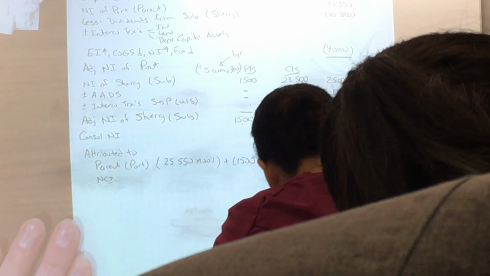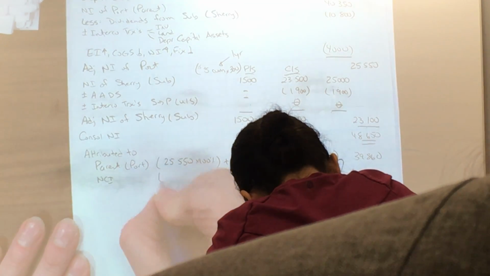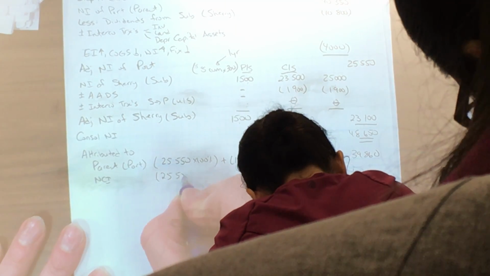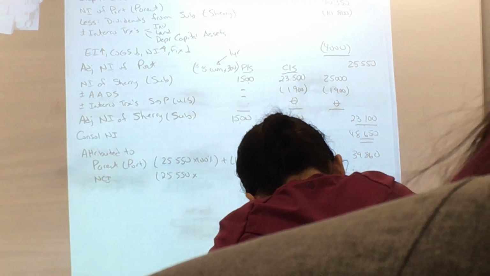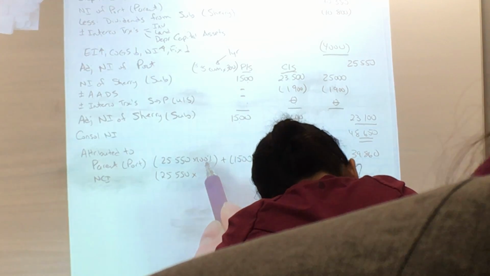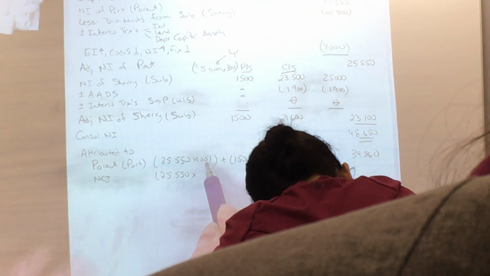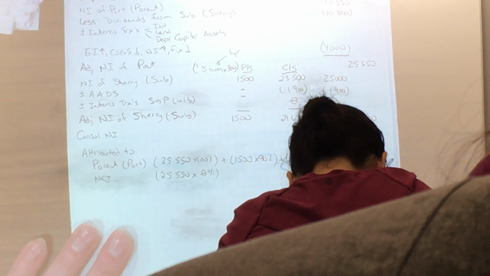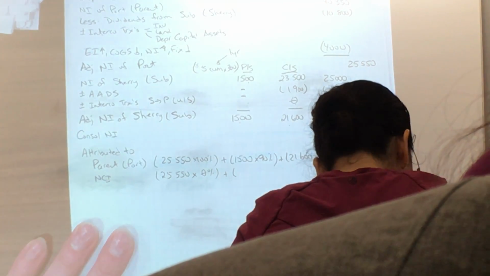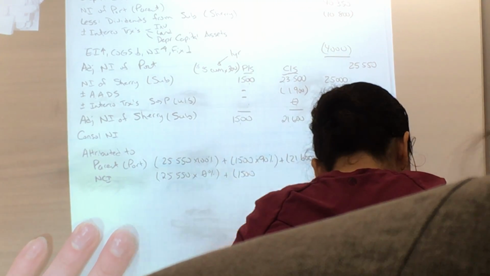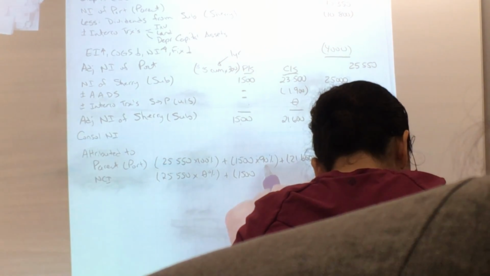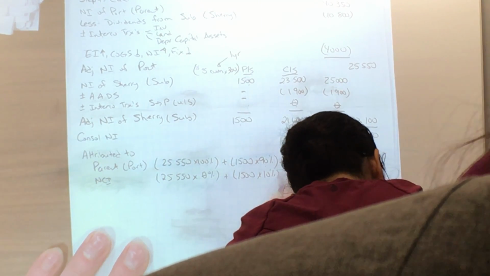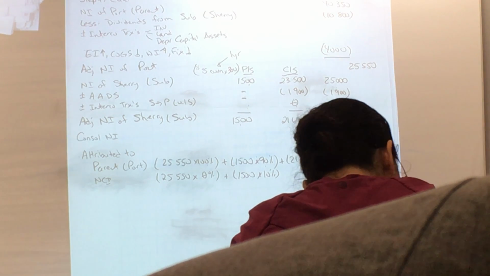Now we have to do our favorite TV show called NCI. Okay, we do NCI. Well, we go back to what we know. We start off with the 25,550. If 100% is owned by the parent, the non-controlling interest component is 0. Right? Then we go to the preferred. Well, 1,500. If 90% is what the parent owns, then 10% is what everybody else owns, the non-controlling interest.